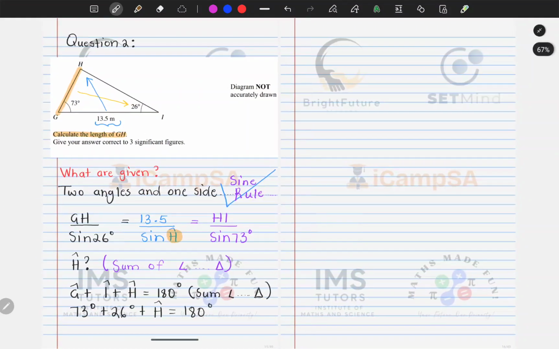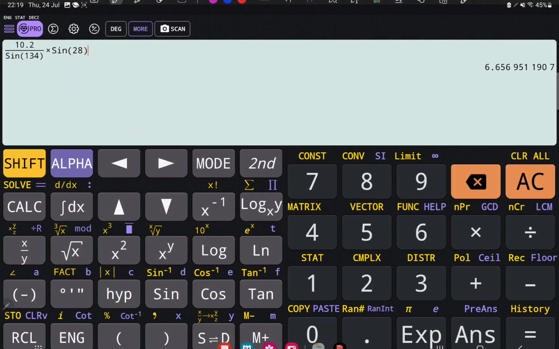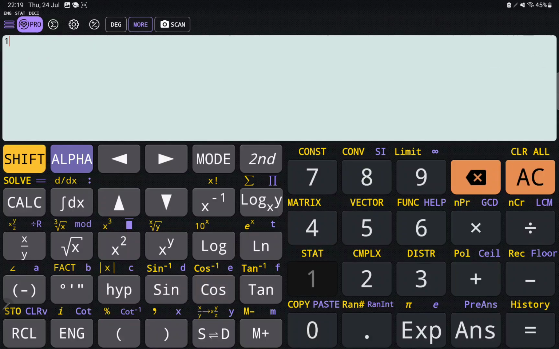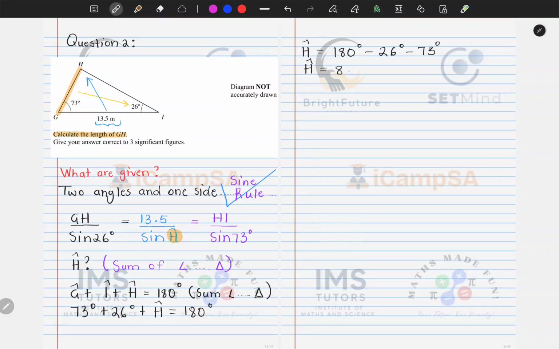So if you quickly do the maths, you will see that angle H will be 180 degrees minus 26 degrees minus 73 degrees. So let's just go and punch in this on our calculator and see what we obtain. So what we get is 180 minus 26 minus 73. So what we get is 81 degrees. So angle H is 81 degrees.